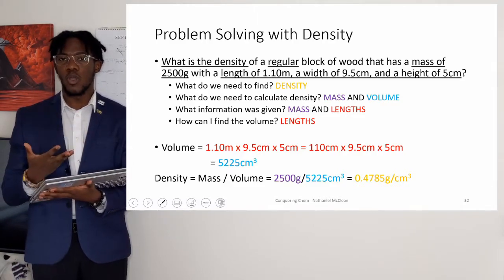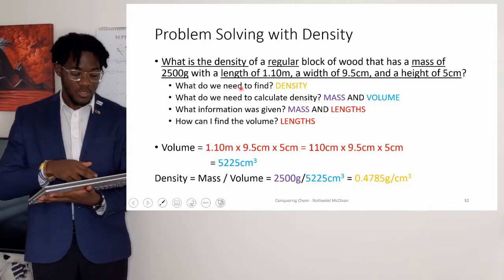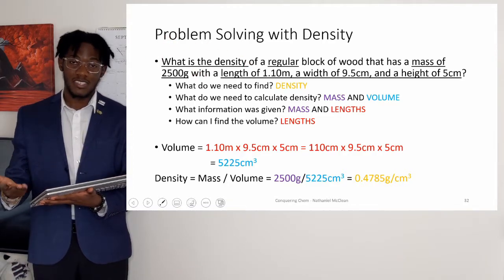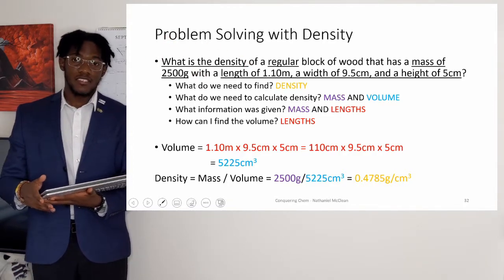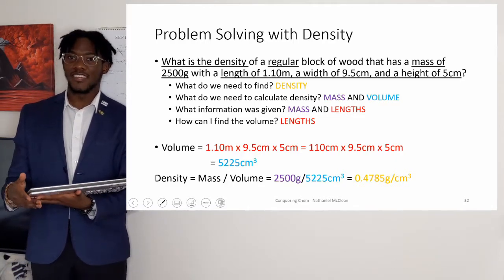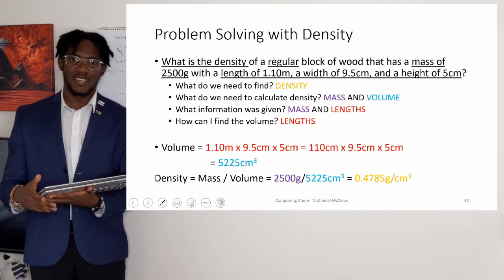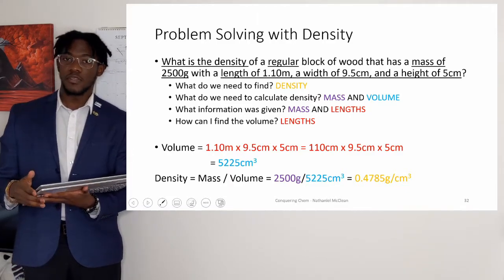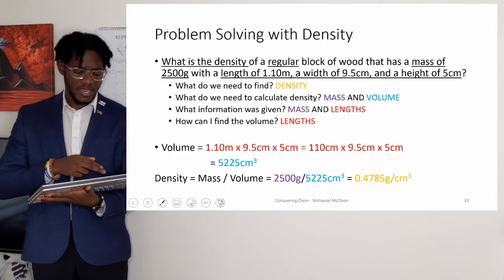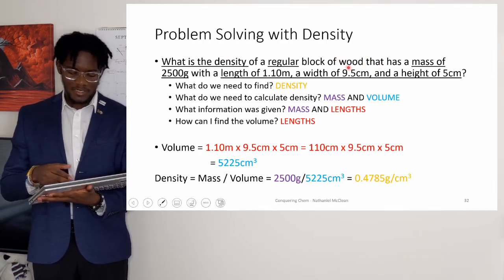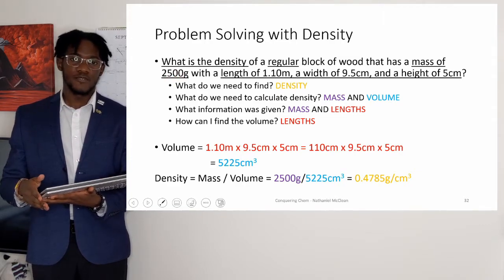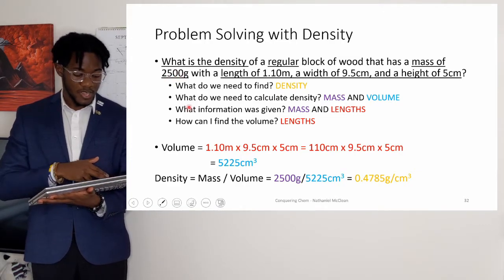First, you want to know what the question is asking, or what we need to find. In this question, we're being asked to find the density. Next, I like to ask myself, now that I need to find the density, what do I need to find it? Meaning, what parts make up the density? From the triangle, I know that to find the density, I need a mass and a volume. Knowing that I need these, I look at my question. Is there a mass? Is there a volume? Well, I see a mass, 2,500 grams, but the other information I was given was lengths, which brings me to the next question.